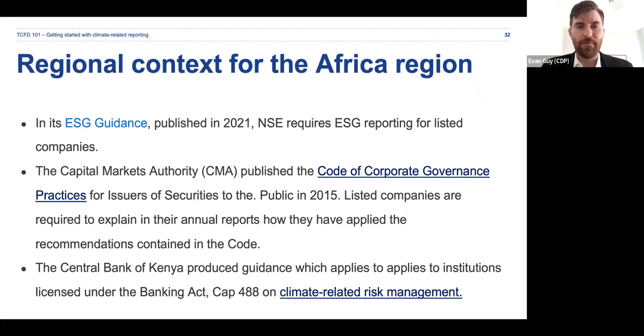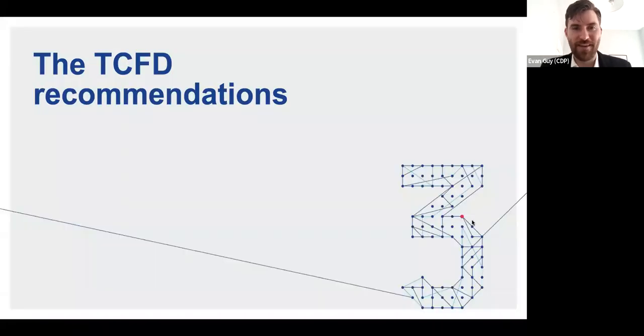So those are some of the key things to show what's actually going on in Kenya and how this connects to the global reporting landscape. We're seeing this push and movement towards climate disclosures all around the world. So with that, I'll stop there and I'll pass it on to Tiffany, who has been speaking about the TCFD for a long time, to take us through what the recommendations actually are.